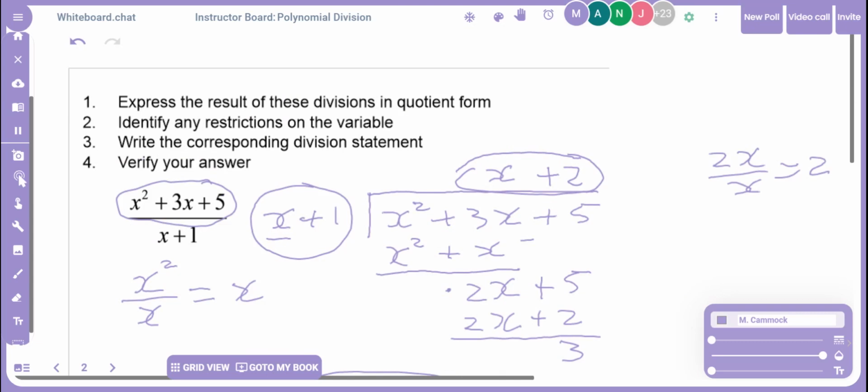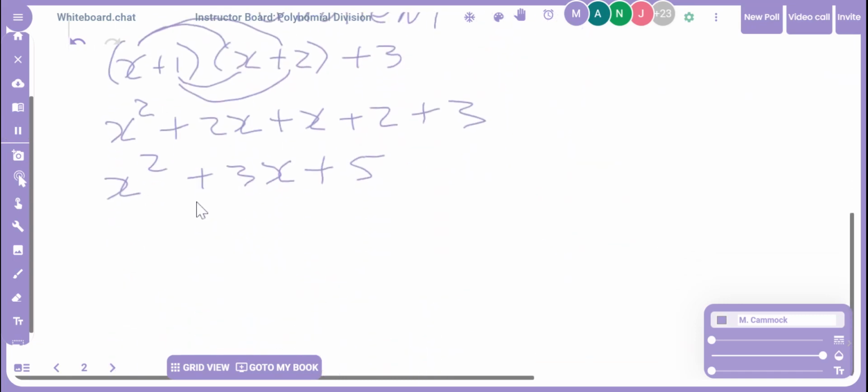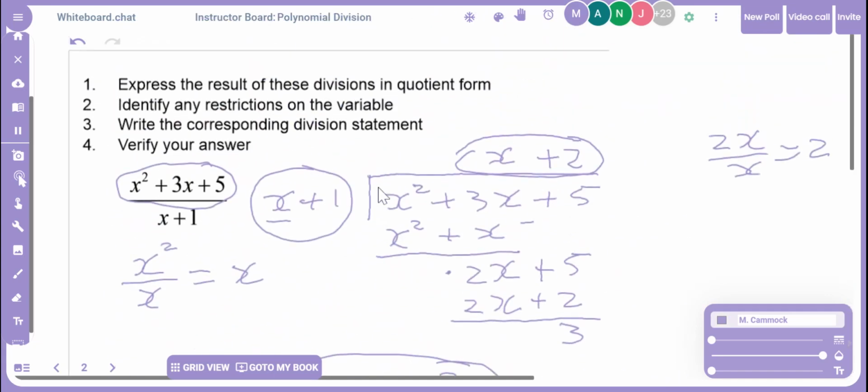And that's what verifying your answer means. It says, write the corresponding division statement, verify your answer. Verify your answer means, is this result, x squared plus 3x plus 5, your dividend? Well, it is. If you go back up and look at your dividend, it's the same dividend.